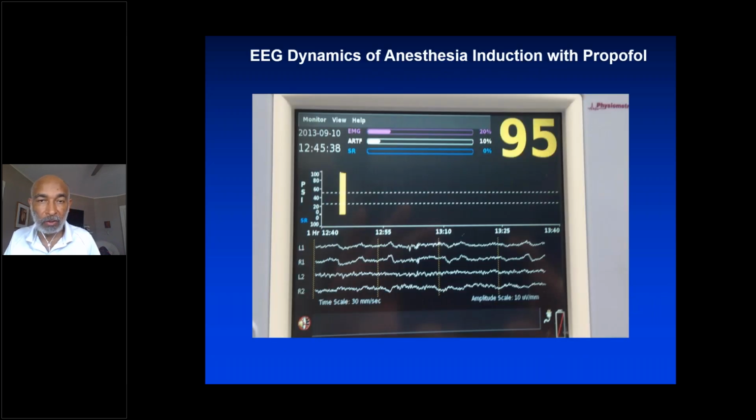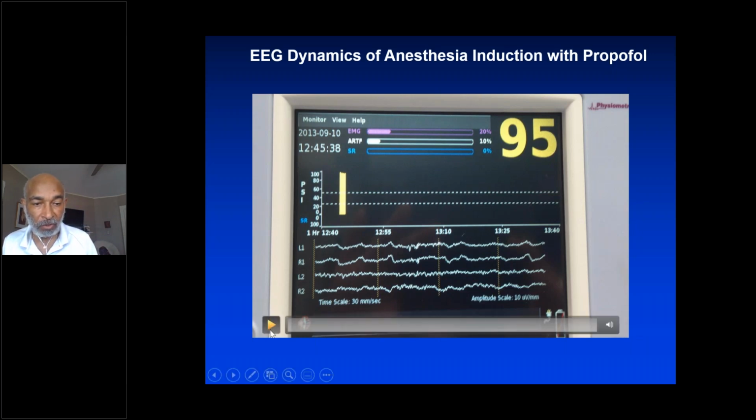So I just want to show you a little video just to illustrate what's going on. In all of our patients, we can put on 4 leads of EEG to track the brain states of patients under anesthesia. This is the EEG of a woman I took care of, back in 2013. We're going to do an induction in her. I'm going to give her a bolus dose of propofol, our most used anesthetic. You're going to see in real time what happens to her EEG, and I'll talk you through it as it occurs.